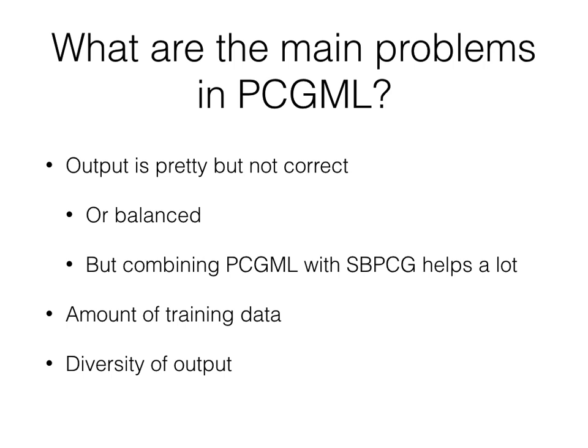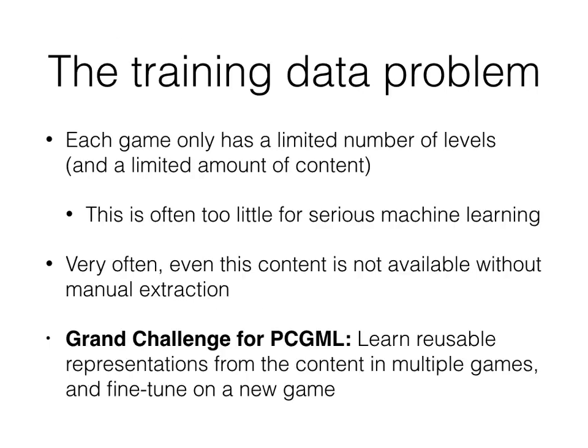The other two problems are the amount of training data and the diversity of output. The training data problem is that each game really only has so many levels, and for other content the same is true. You have so many characters, so many quests and so on, because it's expensive to author things by hand. Very often the amount of data in a particular game makes for a pretty small data set in normal machine learning terminology. And very often this content is not even available without manual extraction, because you can't just easily extract it from a game.